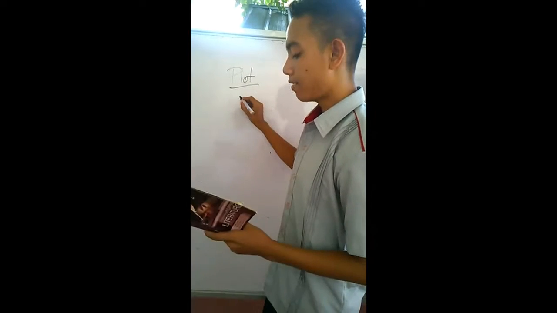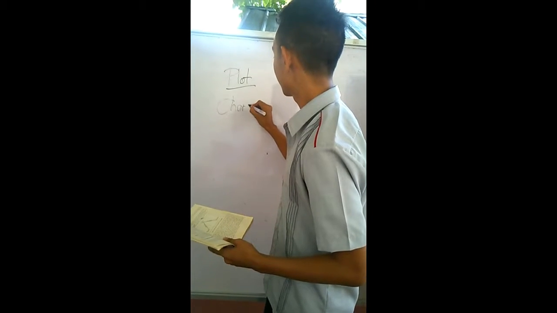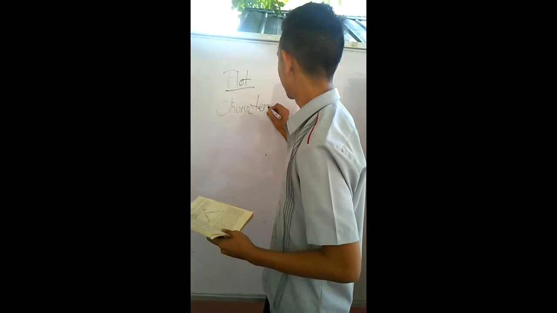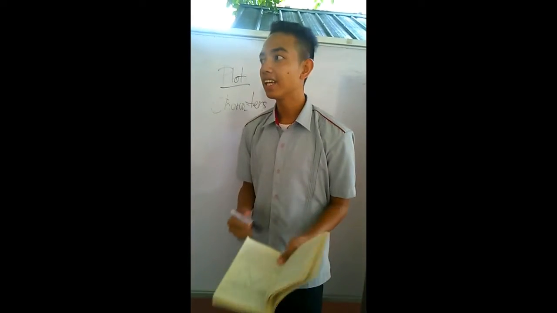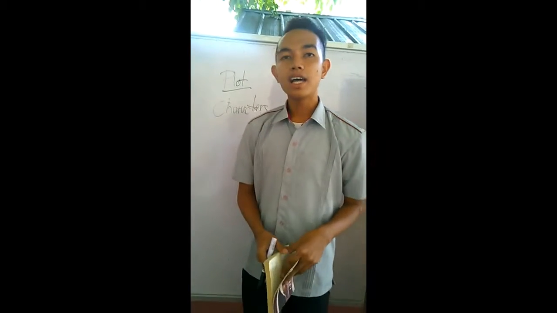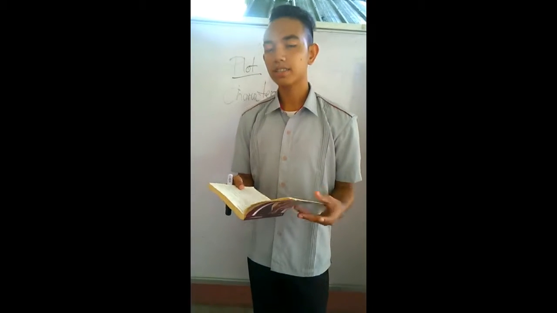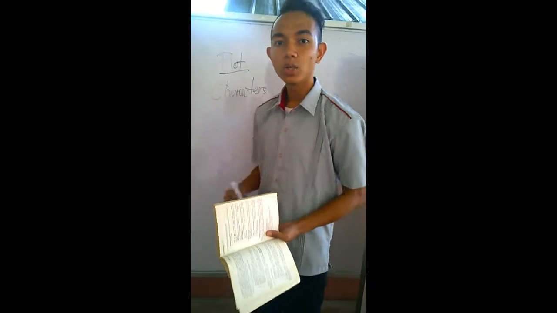So, number two, we have characters. In every story, there must be a character or characters. These characters are classified into two: the dynamic and static. A dynamic character changes as the result of the action, and the static cannot.